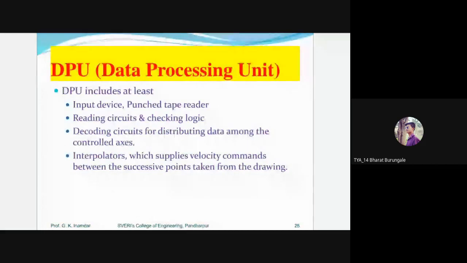Whatever the circuits or the tape reader have to decode, to decode the code, is nothing but the function of the DPU, for distributing the data among the controlled access.